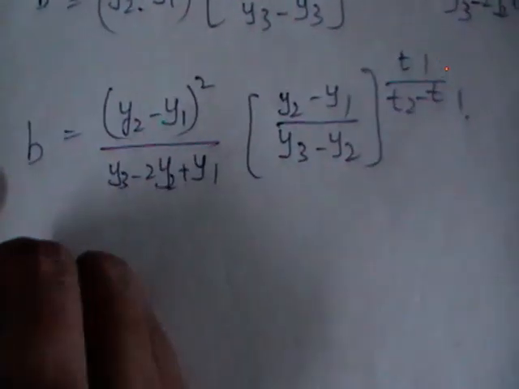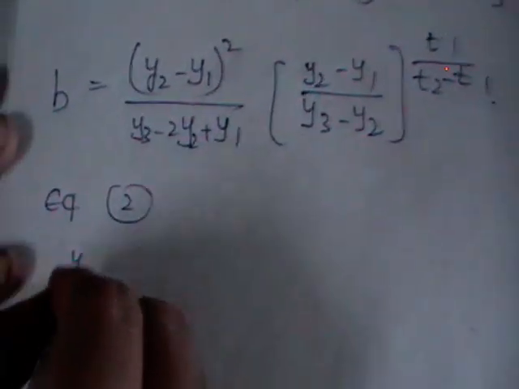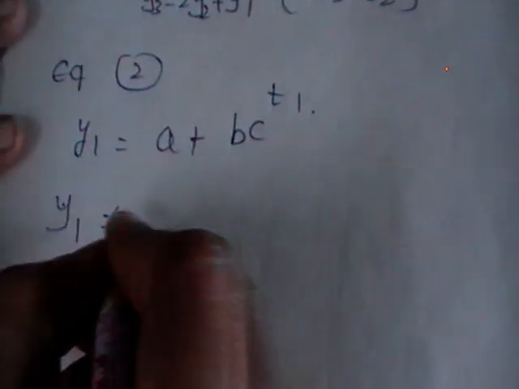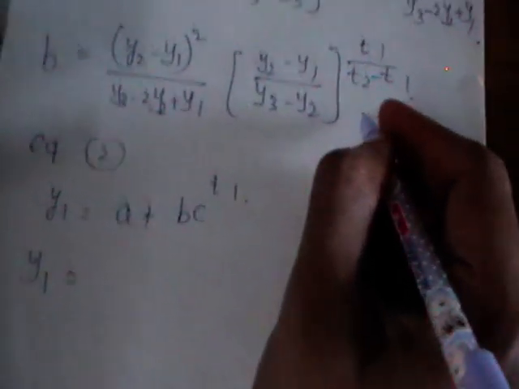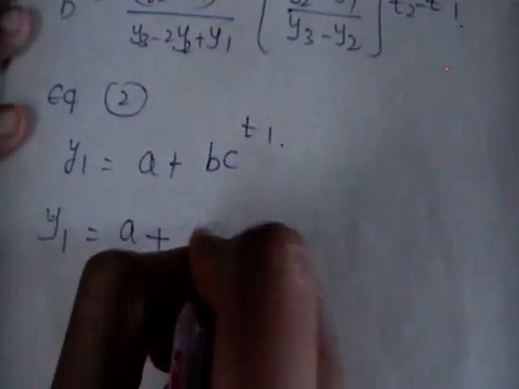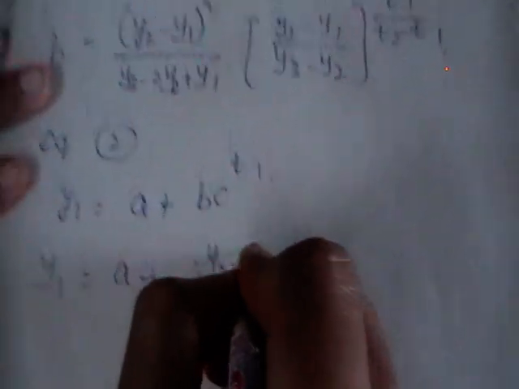So what is equation number 2 you have? Equation number 2 is y1 is equal to a plus b c power t1. You have obtained the expression for c and b. Only a is left. So write down a plus, what is b? Write down the expression for b.